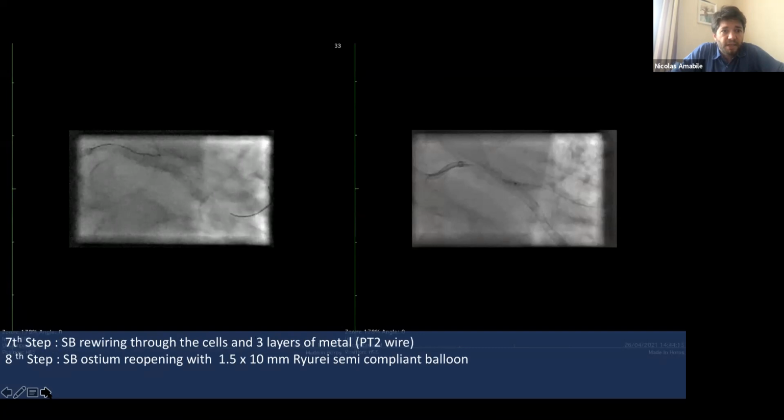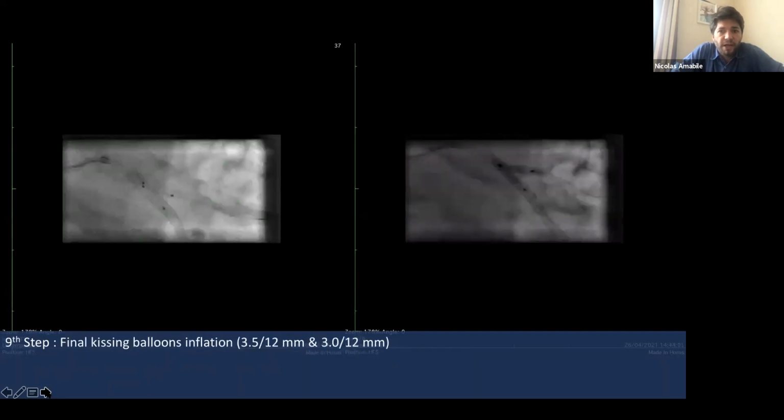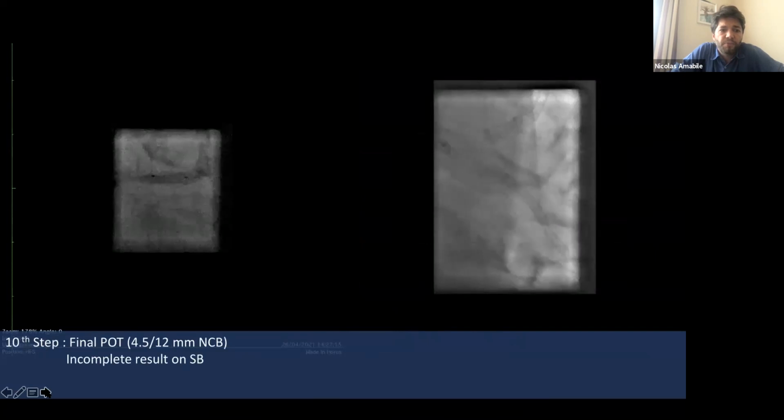And with that, thanks to the first kissing inflation, we were able to recross quite easily the different layers of struts. We use a PT2 wire. We reopen the side branch ostium with a 1.5 semi-compliant balloon. And finally, we're able to perform the final kissing balloon inflation, followed by the final report.